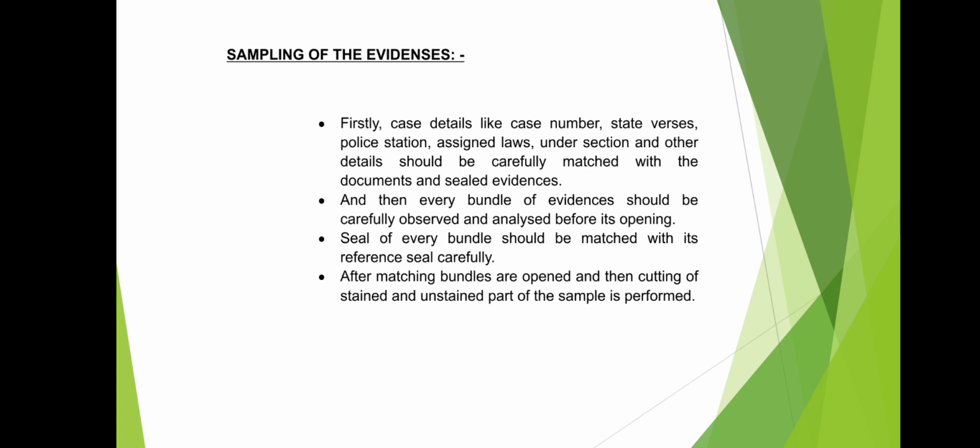How do we perform sampling of the evidence? Firstly, case details like case number, state versus, police station, assigned laws, sections, and other details should be carefully matched with the documents and sealed evidences. And then every bundle of evidence should be carefully observed and analyzed before its opening. The seal of every bundle should be matched with its reference seal carefully. After matching, bundles are opened and then cutting of stained and unstained parts of the sample is performed.